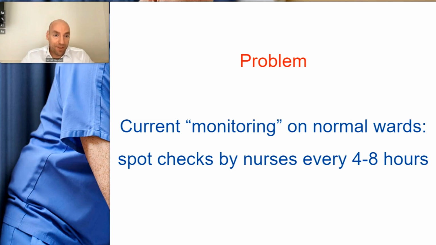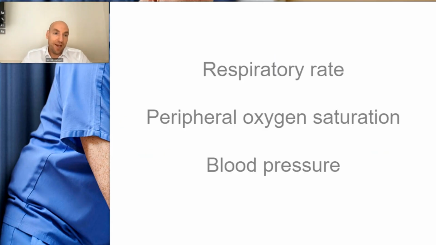Again, the big problem is that current monitoring on general care or normal wards consists of spot checks by nurses every 4 to 8 hours. And I will now show you a couple of problems that come with these intermittent spot checks. I will just focus on 3 important vital signs, cardiorespiratory variables. The first is respiratory rate, then peripheral oxygen saturation, and blood pressure.